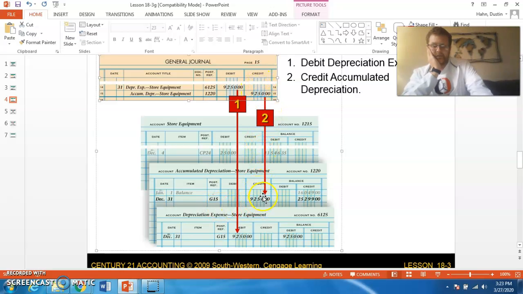9250 credit, 9250 credit. That's already the credit balance, so you add the two. Your 1220 you can find right there. Your 6125 you can find right there. Okay, so that's it.